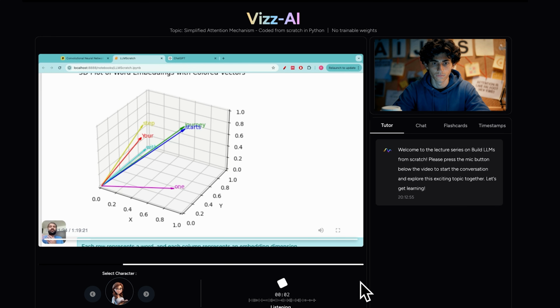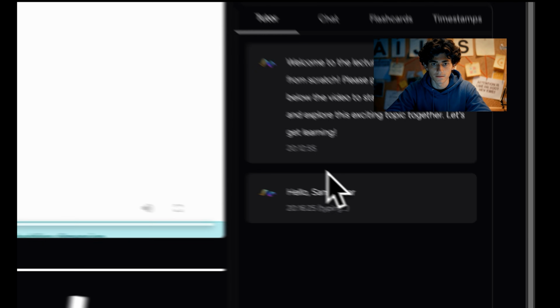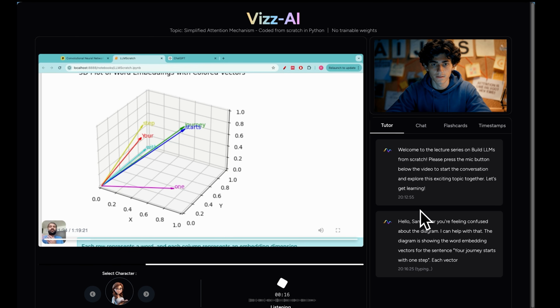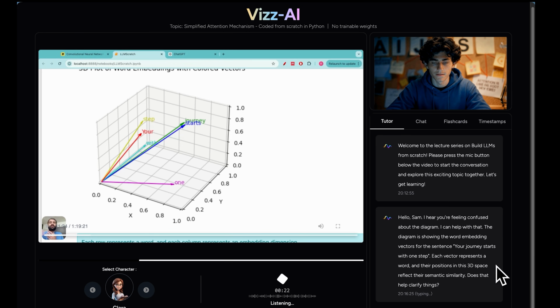Hello, Vizz. I'm looking at this visualization, but I must admit I'm quite confused by what it represents. Could you please explain this diagram to me? Hello, Sam. I hear you're feeling confused about the diagram. I can help with that. The diagram is showing the word embedding vectors for the sentence, "Your journey starts with one step." Each vector represents a word, and their positions in this 3D space reflect their semantic similarity. Does that help clarify things?